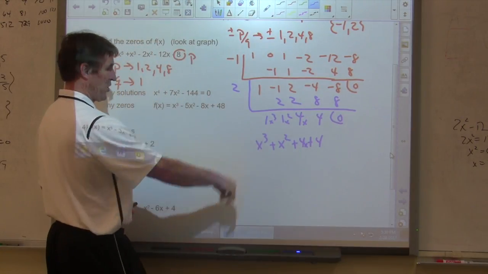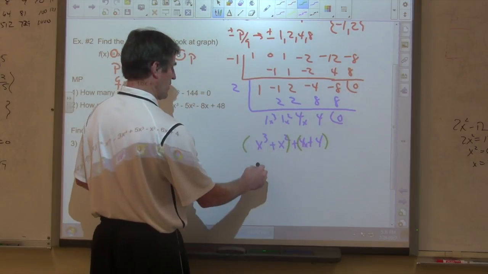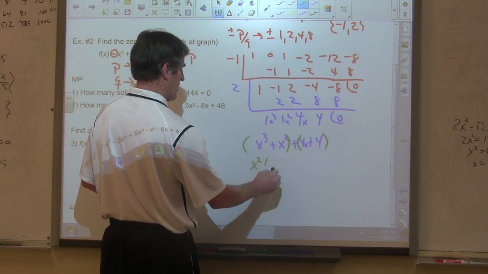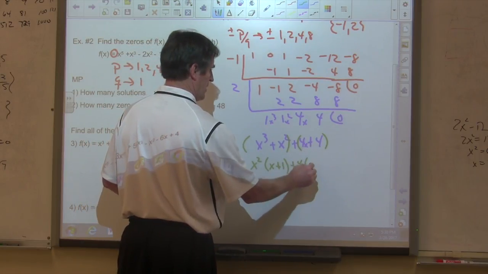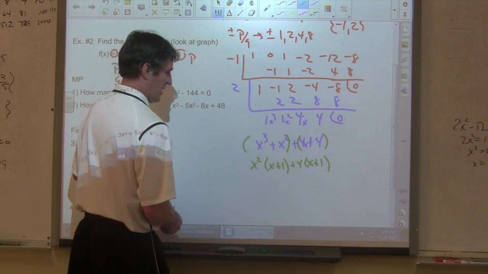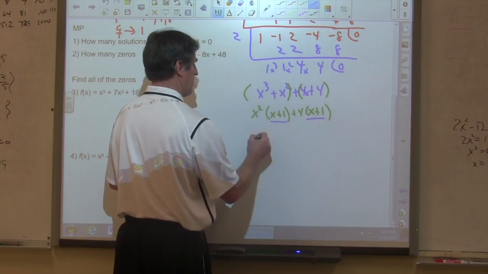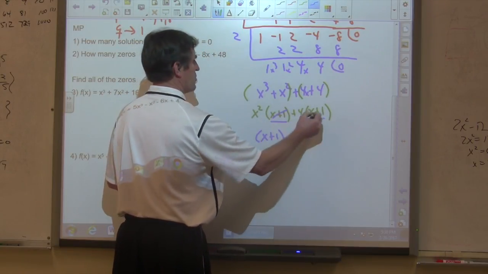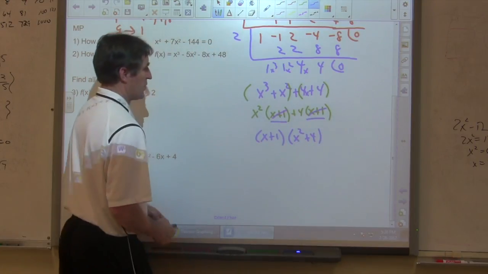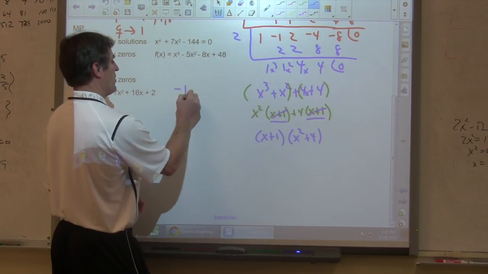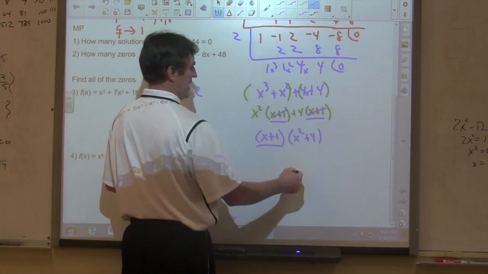So this is 4 terms, so I could group this, pull out an x squared and get x squared, x plus 1. And I can pull out a 4 and get x plus 1. And so factoring that, I can pull an x plus 1 out of both those. So those are gone, and I'm left with x squared plus 4 for the second one. So we found another 0. So we had -1 and we had 2. We just got another -1. And now we've got x squared plus 4.